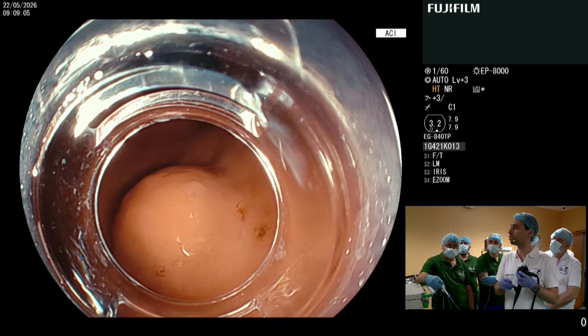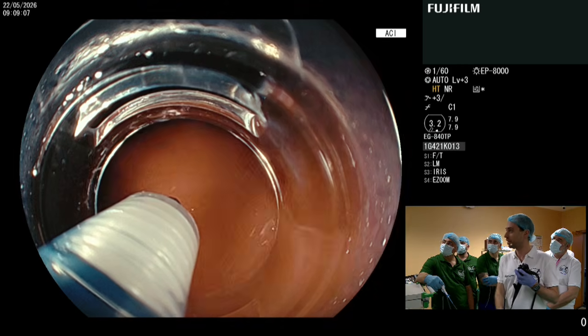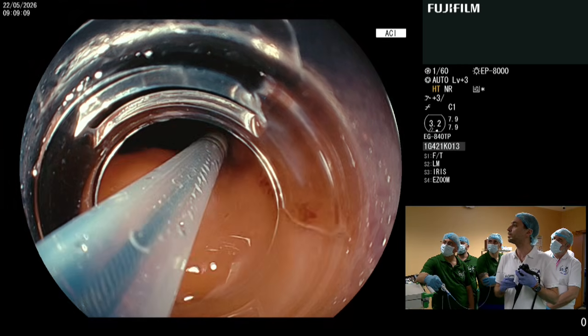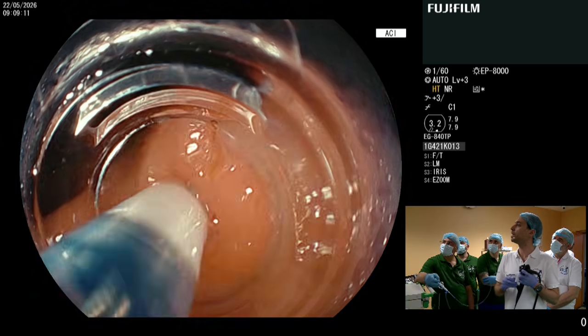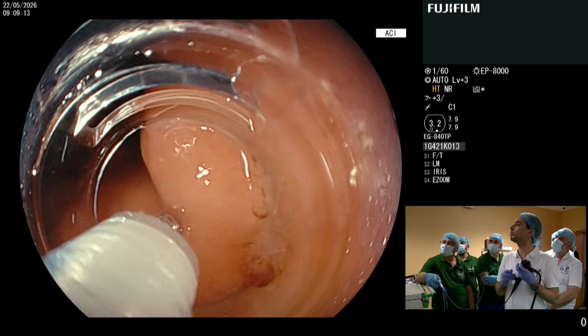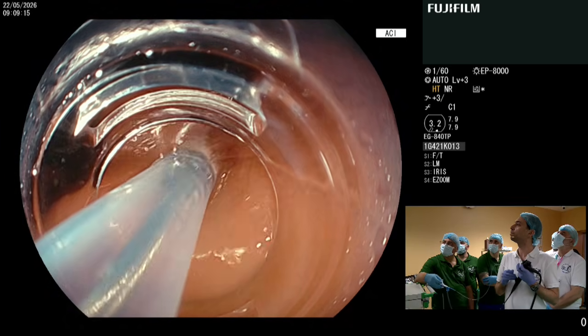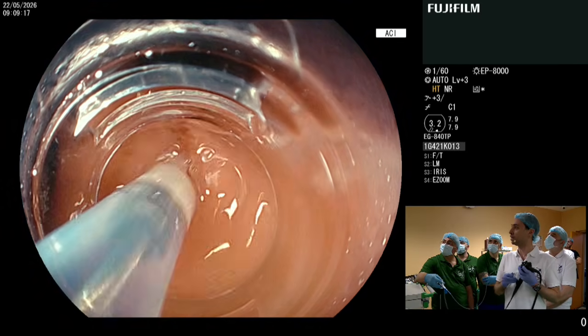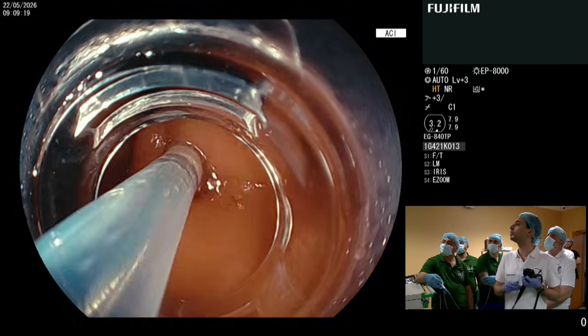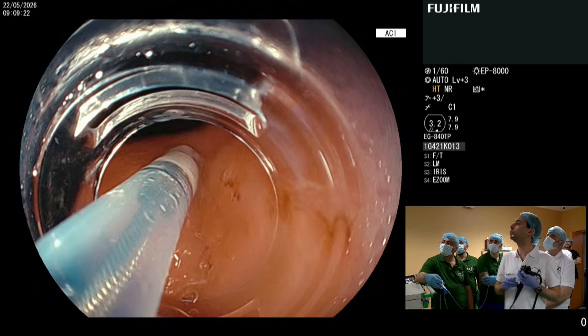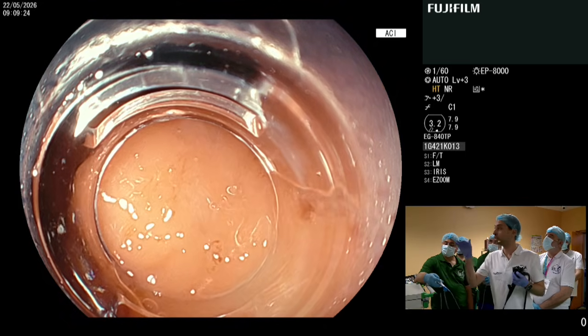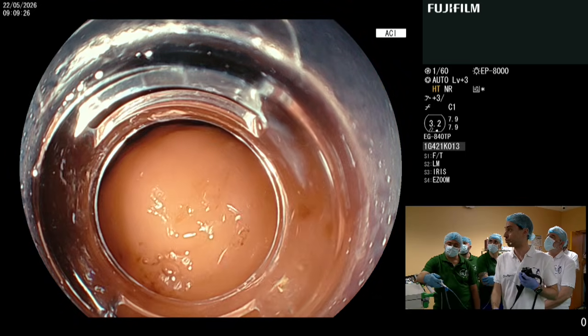The next step is to touch the lesion and see if we have any mobility. So we touch it and we see if it slides above the muscle layer. So mobility is, let's say, not so good. We will discover during dissection whether there is a strong muscle attachment.